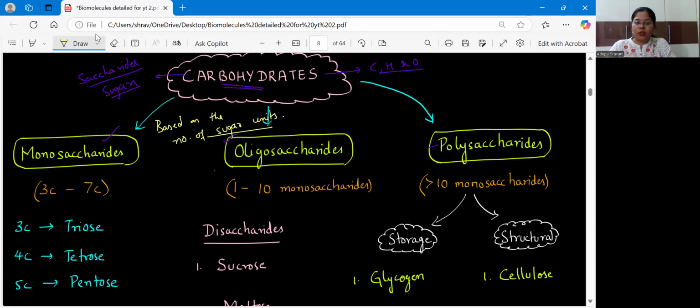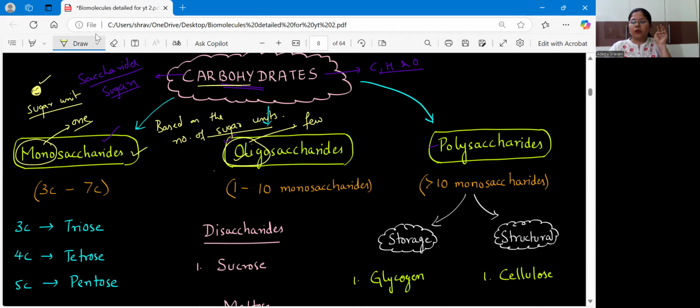So based on the number of sugar units, say for example, if this circle is my one sugar unit, or one saccharide, then based on the number of sugar units present in the carbohydrates, I can classify carbohydrates into three types: mono, oligo, and poly. Monosaccharide means only one sugar unit. Oligo means few sugar units. Poly means many sugar units. So based on the number of sugar units: mono, oligo, and poly.